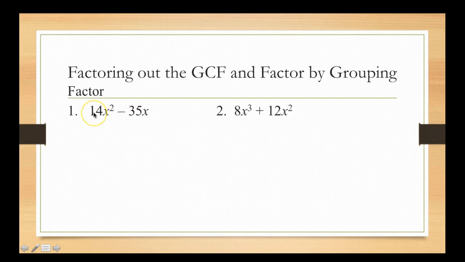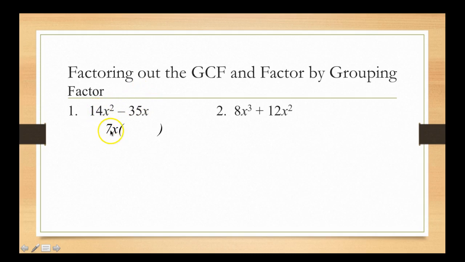So let's try to factor these. I'll factor the first one, and then I want you to pause the video and try to factor the second one. First, looking at the numbers, 14 and 35. I can factor a 7 out of 14 and a 7 out of 35. Looking at the x squared and the x, well, I can factor an x out of each one of those terms. So the greatest common factor would be 7x.